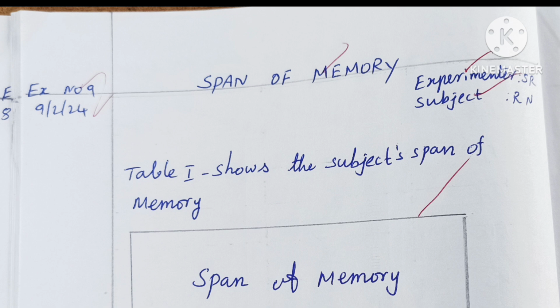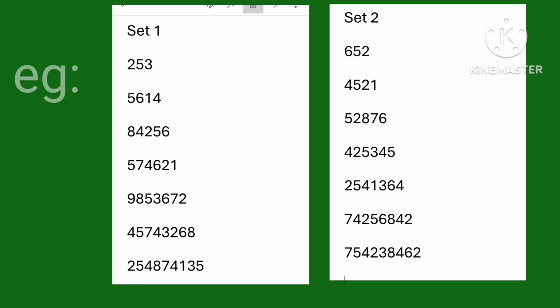First we should write the exercise number. Below that we should write the date. Next heading, span of memory. Below that, experimenter initial and subject initial. Next, two lists of numbers ranging from 3 to 10 digits are taken.